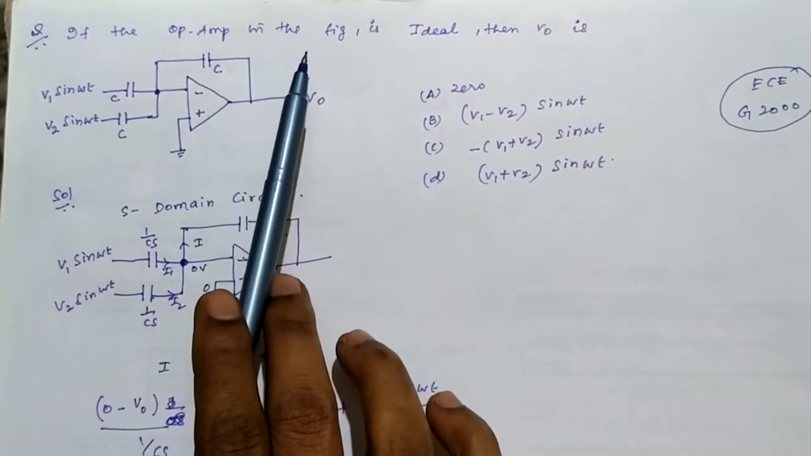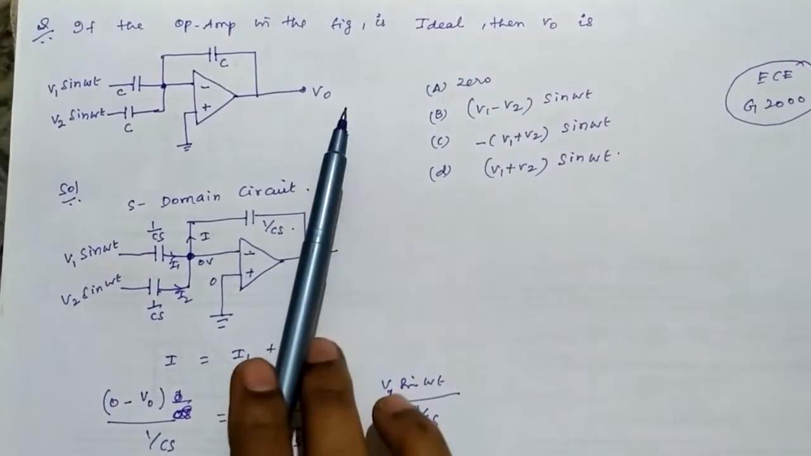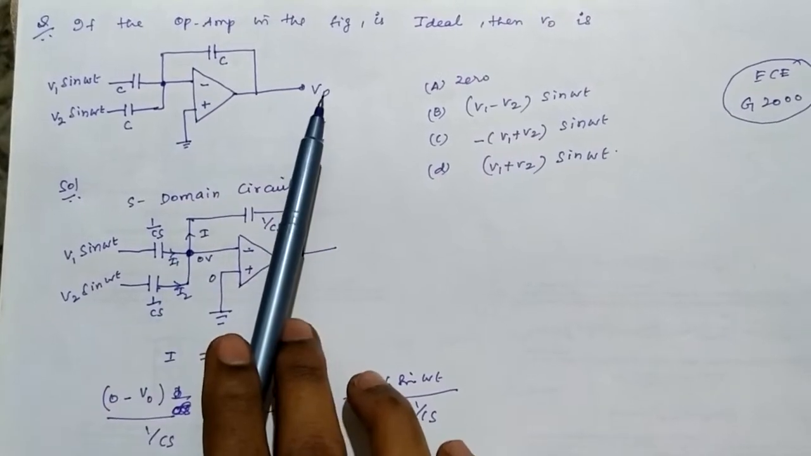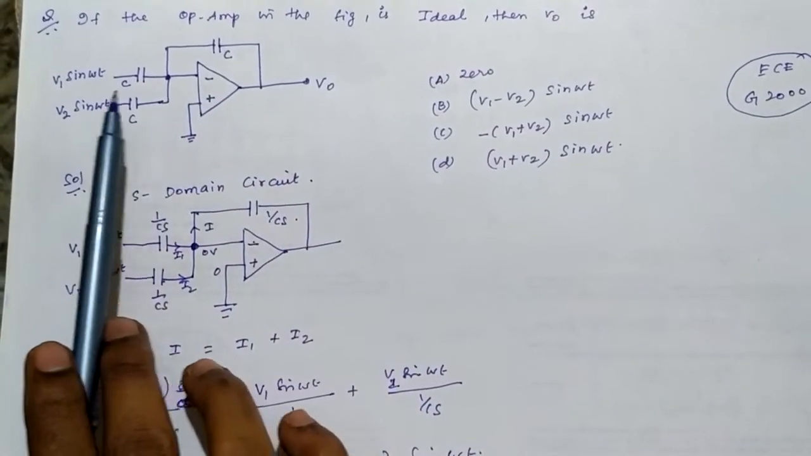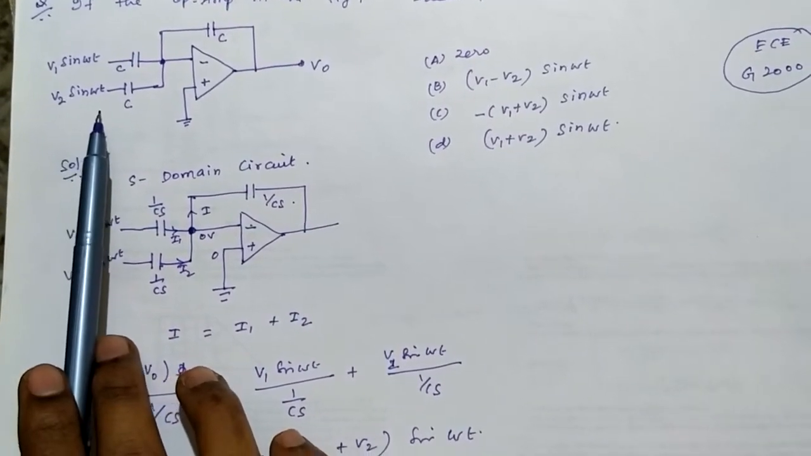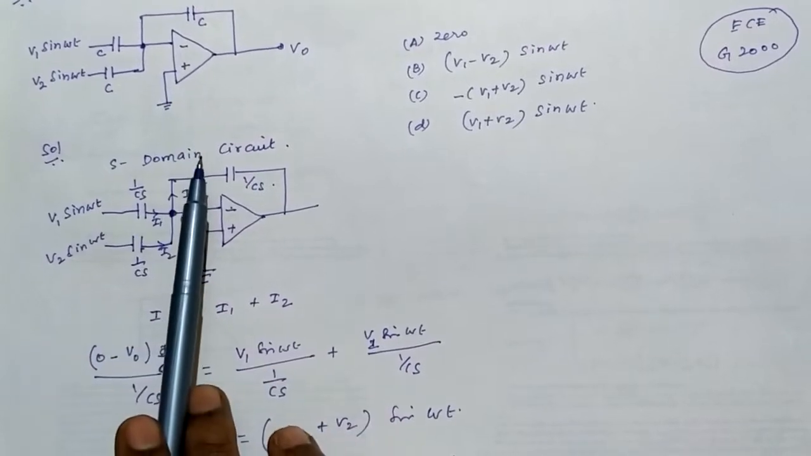If the op amp in the figure is ideal, what will be the output voltage V0? This operational amplifier is an ideal one. What is the output voltage? Here there are two inputs. The first one is V1 sin omega t and the second input is V2 sin omega t. Now we will convert this circuit into an S domain circuit.